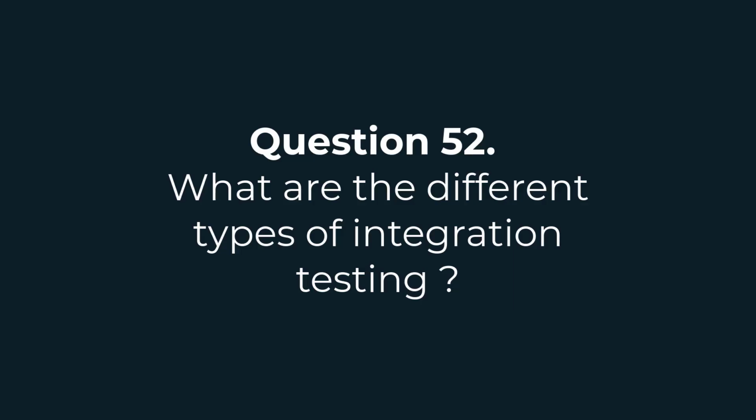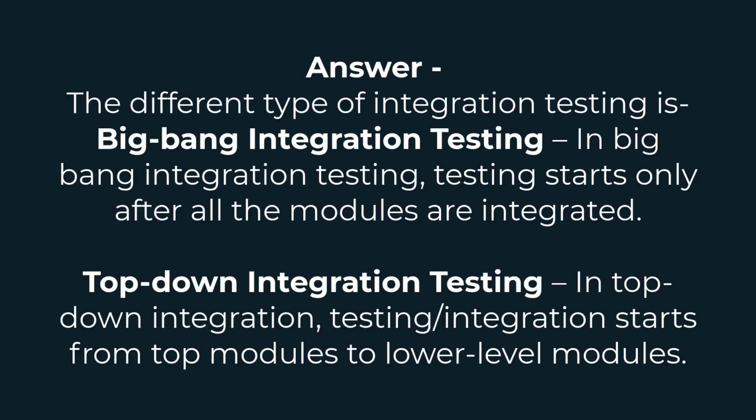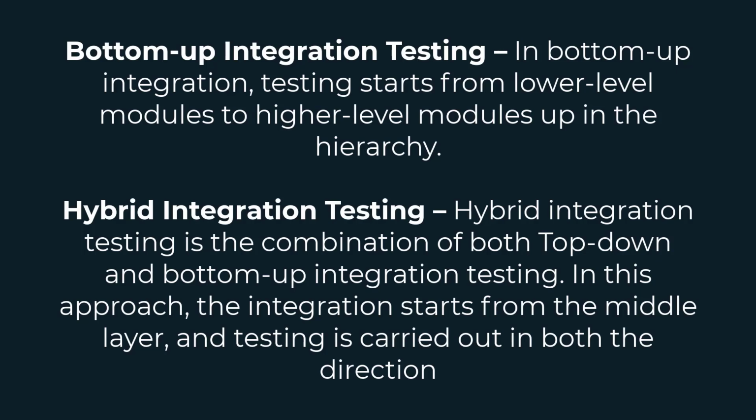Question 52. What are the different types of integration testing? Answer. The different types of integration testing are 1. Big Bang integration testing. In Big Bang integration testing, testing starts only after all the modules are integrated. 2. Top-down integration testing. In top-down integration testing, integration starts from top modules to lower-level modules. 3. Bottom-up integration testing. In bottom-up integration, testing starts from lower-level modules to higher-level modules up in the hierarchy.